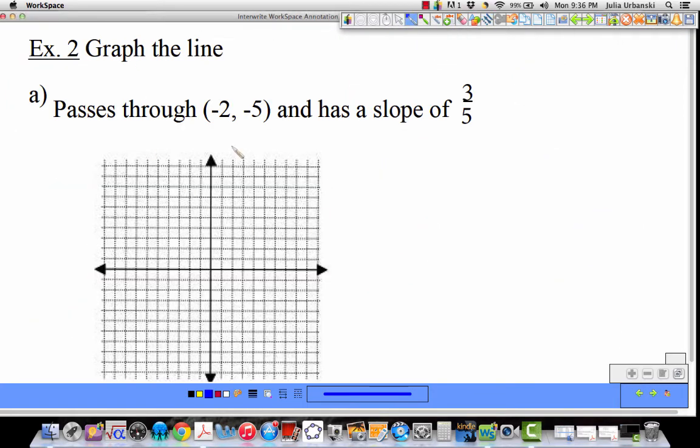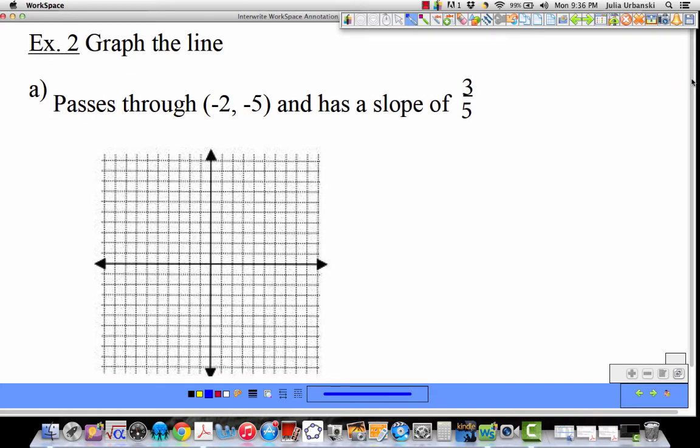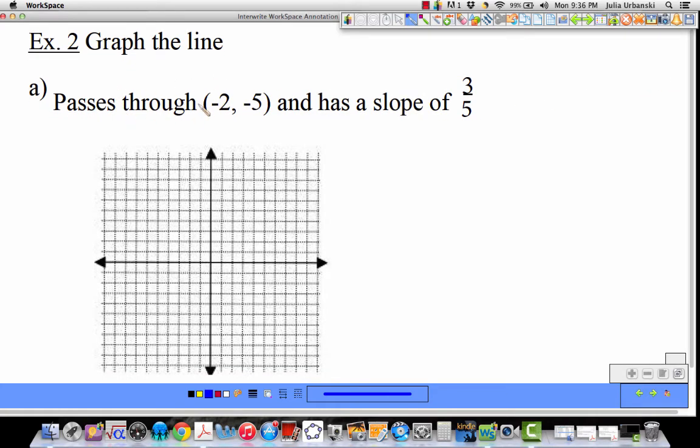Here's an example of how to graph a line, and we're going to be going into this in a lot more detail later, but just a quick review. Start at the point -2, -5, which is right here: 1, 2, 3, 4, 5. That point has to be on the line, and then you use a slope of 3/5. That's up 3, and since 5 is positive, it's going to be to the right. 3 up, 5 to the right. So we're going to go up 3: 1, 2, 3, and then we're going to go to the right 5: 1, 2, 3, 4, 5.